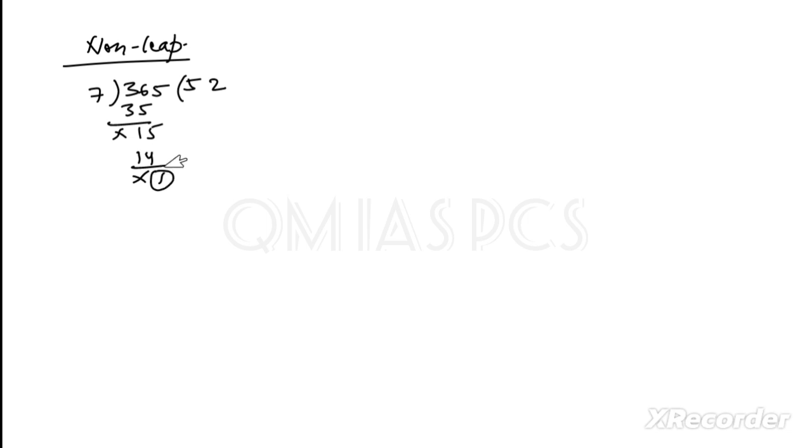For non-leap year, if 365 days is given, you can divide by 7. 5 times 7 is 35, this is 15, 2 times 7 is 14, remainder is 1. That means for non-leap year, there are 52 weeks and one day is extra. You can say one odd day or one extra day. And this is the important thing.